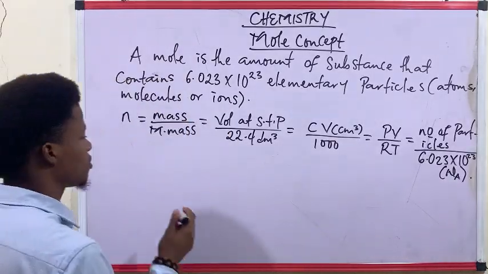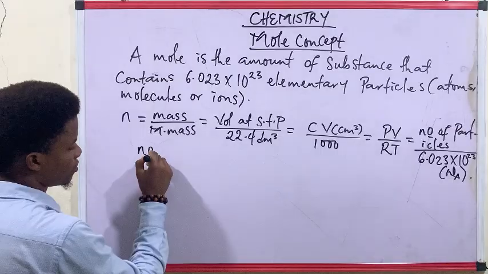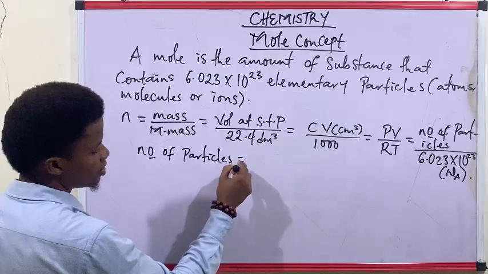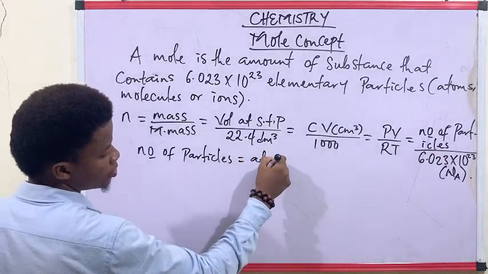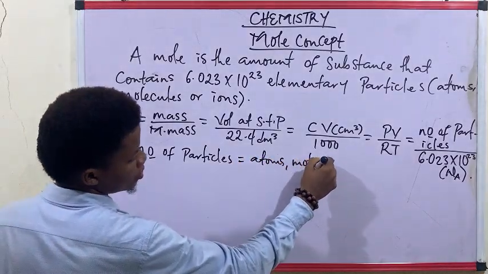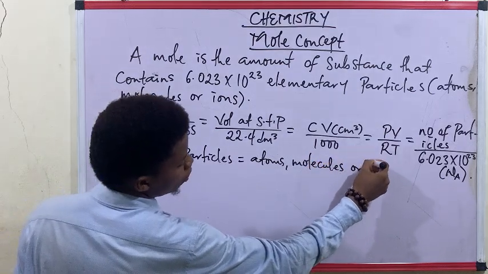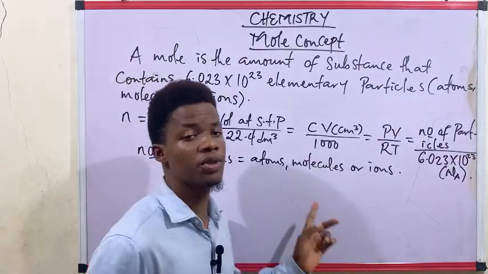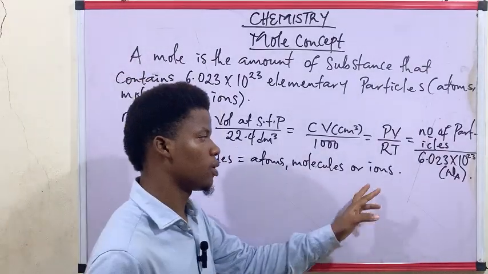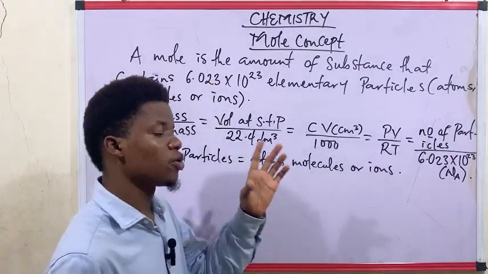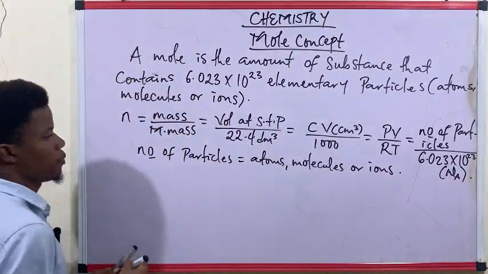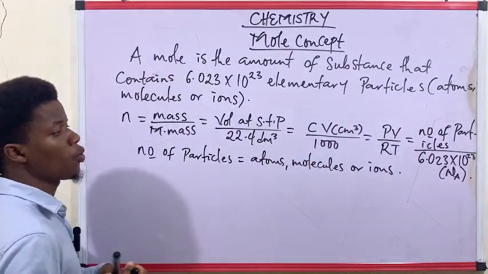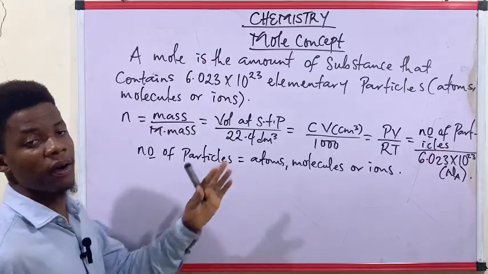Now, when we are talking about number of particles, it simply means either atoms, molecules, or ions. Number of particles simply means atoms, molecules, or ions. That's what we mean by number of particles. Now, let's go through the quantities, or we should say the parameters.